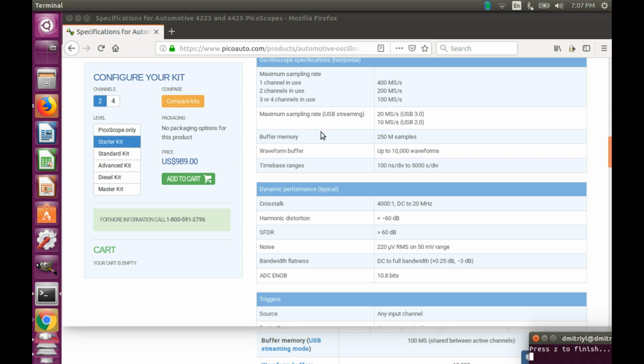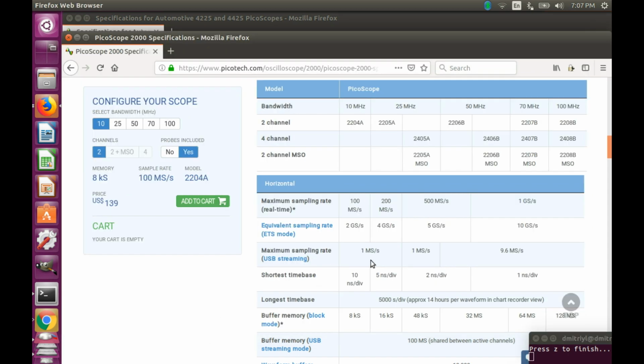How does this compare to USB streaming with the Pico 2000 series? Well, let's take a look. The baby Pico is capable of streaming at 1 megasample per second, and this is with both channels enabled. I checked that empirically, and there is a video on this channel that shows how to enable streaming on this oscilloscope and what to expect. The faster oscilloscopes are capable of streaming up to 9.6 megasamples per second. Of course, this is shared between the channels.